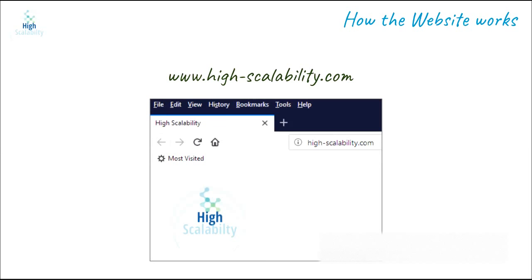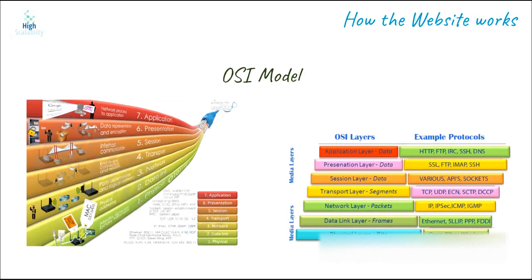So once you type in the address here, what happens behind the scene depends on the basic network layer. It consists of 7 layers, which is the OSI layer, and it is called application layer, presentation layer, session layer, transport layer, network layer, data link layer, and physical layer. If you see, our browser mostly works under application layer and presentation layer.